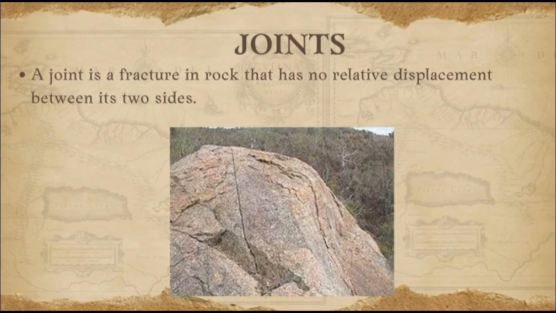First, we have the joints. A joint is a fracture in rock that has no relative displacement between its two sides. Joints can be formed due to cooling and contraction of rocks, tectonic stresses, or weathering processes. Joints are also defined as cracks or fractures present in the rocks. These may be small, extending for a few centimeters in length, or extremely extensive.